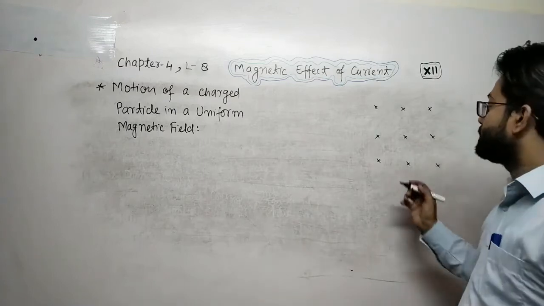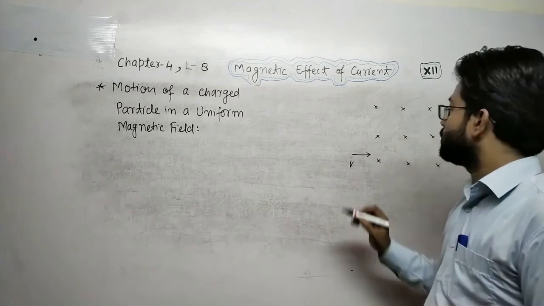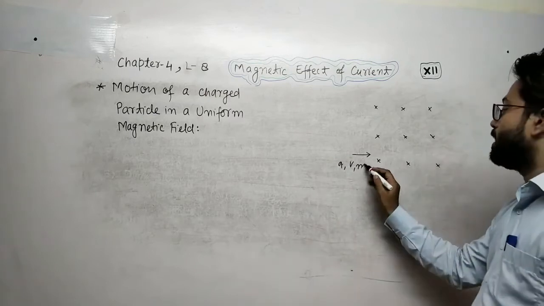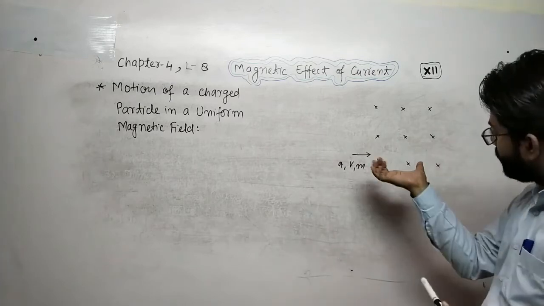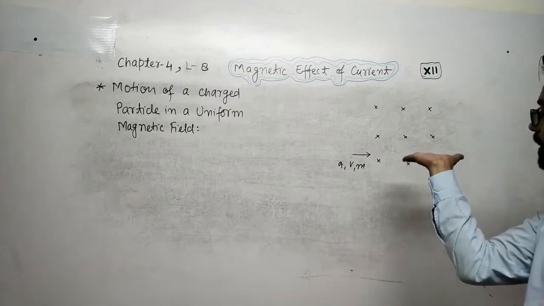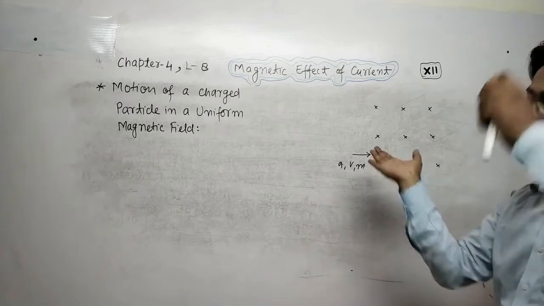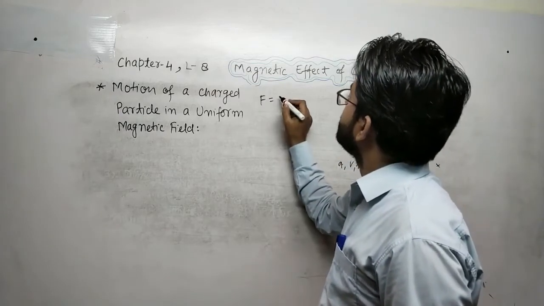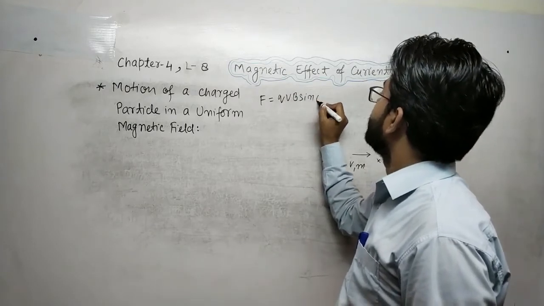Let us suppose a charge is moving in this direction with the velocity v, having charge q and mass small m. If the charge enters the magnetic field, the velocity of the charged particle is in this direction and the magnetic field is into the plane. That means there will be a magnetic force that will be upside. And how much force? That is F equals qvB sin theta.